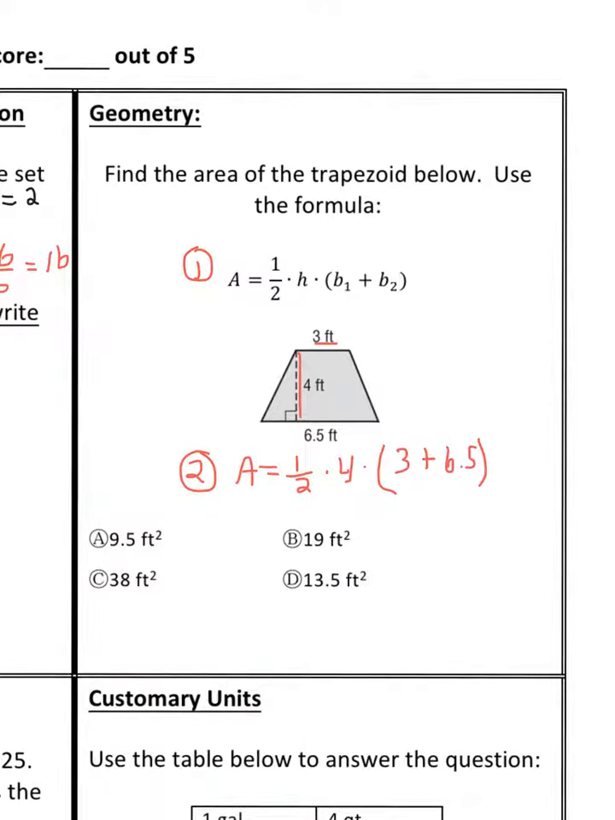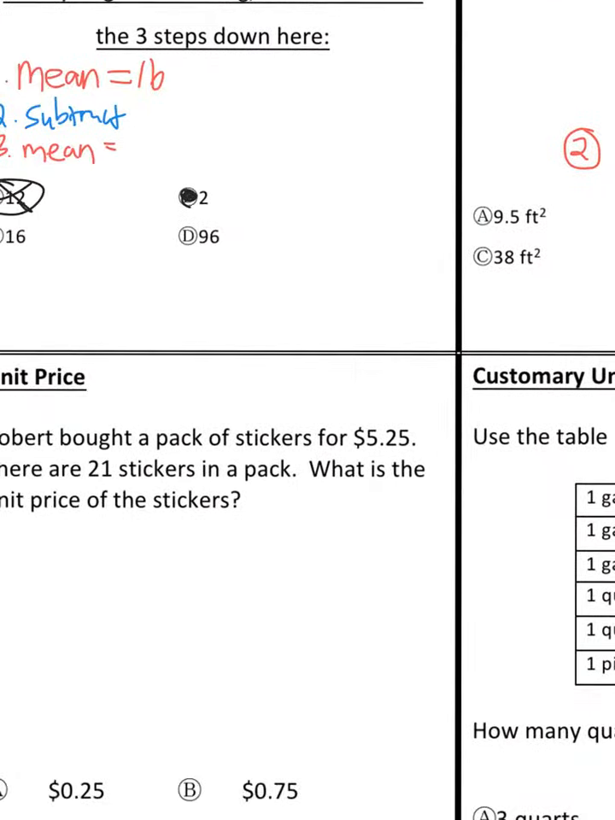Alright, so then all you have to do is type this into a calculator. So if you type in half times 4 times, don't forget the parentheses or you'll get it wrong, 3 plus 6.5, and don't forget your last parentheses. Type that in so it looks exactly like what I have circled. Hit enter and you should have B, 19 square feet for the area of the trapezoid. Alright, let us continue.